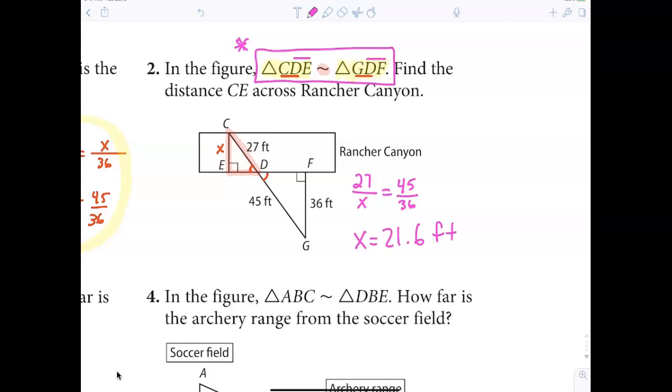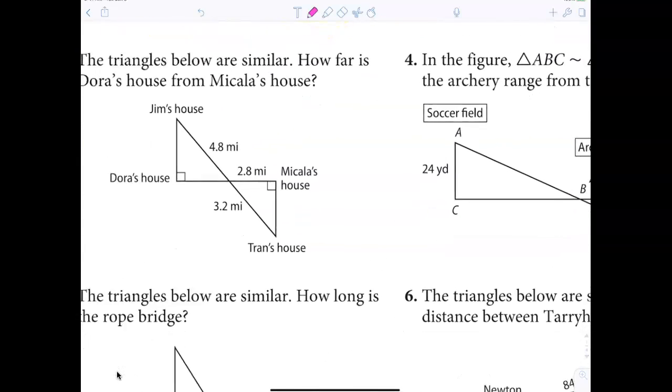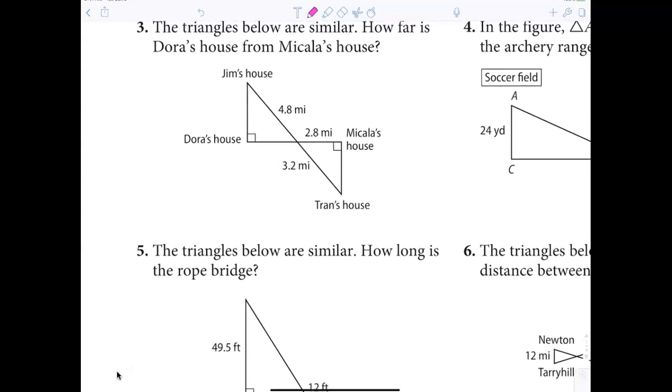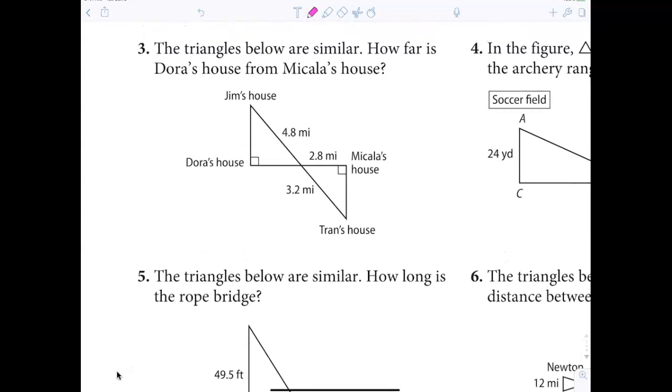All right, let's check out number 3. All right. The triangles below are similar. All right. Chloe, why don't you help me? Why don't you set up the equation for me on number 3? But what am I trying to find, though, first? Yes. Right? So I need this. Do you agree? So how do I set my equation up for me?